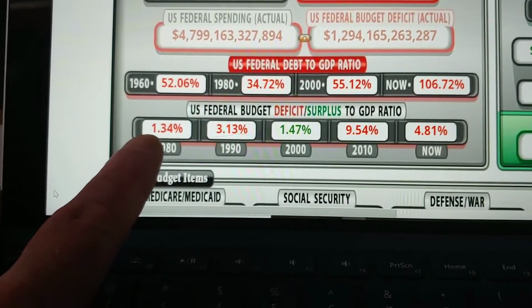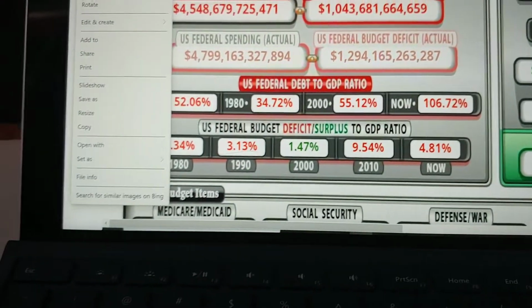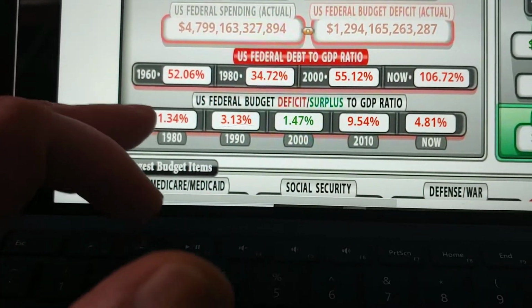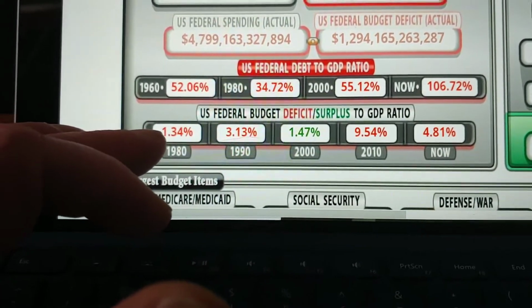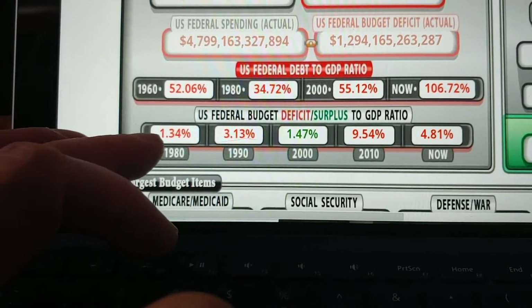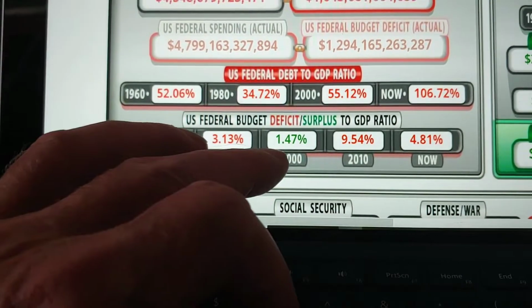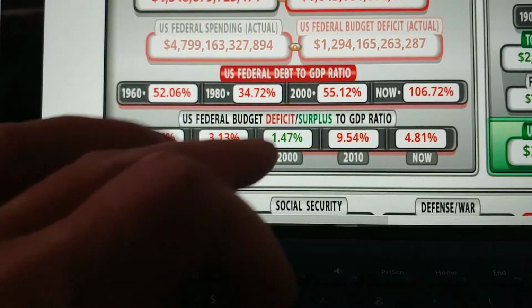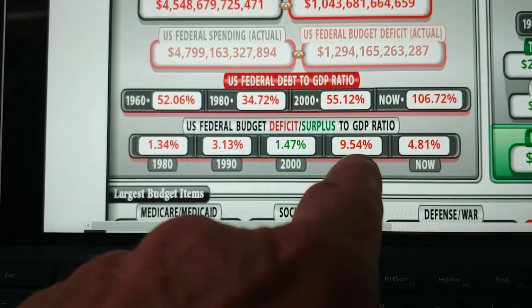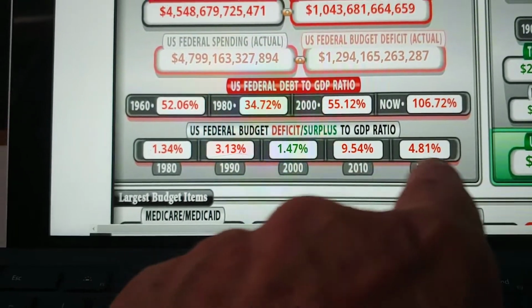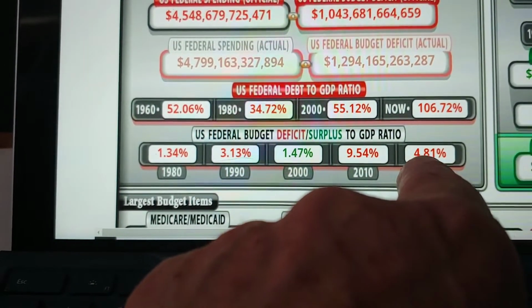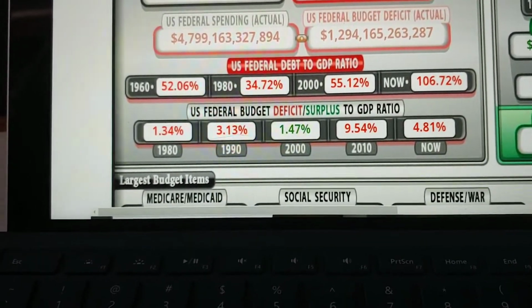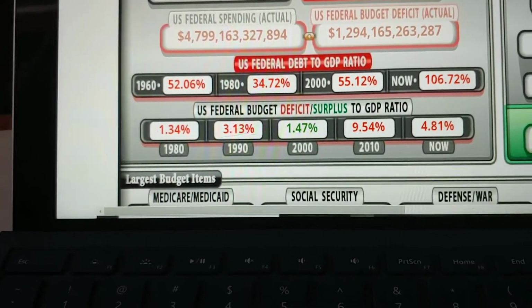Now down here we'll also see a different change. Now this is where it gets rather interesting. If you notice, the U.S. federal budget deficit/surplus to GDP, we had a surplus in 2000. Who was president back then? Then we have it go down. So we're not doing anything to make it any better.